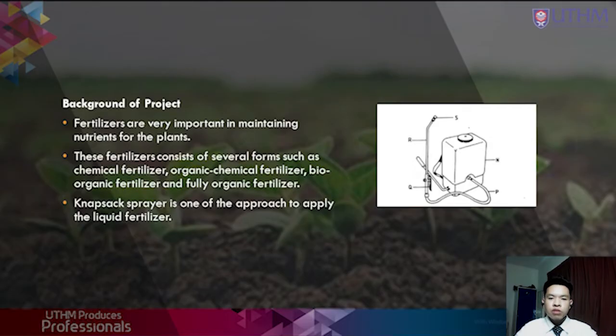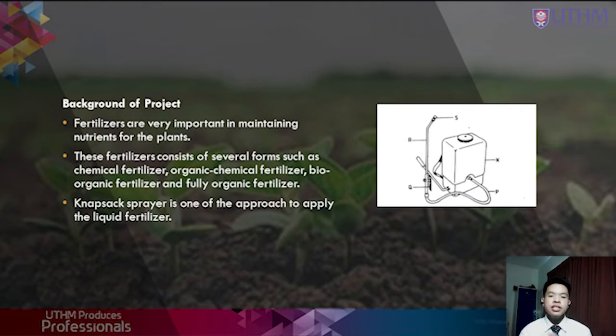For the project background, fertilizer is essential in maintaining nutrients for the plants. There are numerous types of fertilizer, including chemical fertilizer, organic chemical fertilizer, bioorganic fertilizer, and organic fertilizer. So, we concentrate on the liquid application because liquid fertilizer has increased in popularity in recent years. This fertilizer can be applied either as a ground fertilizer or a foliar fertilizer. As a result, a knapsack sprayer is one method for applying liquid fertilizer.